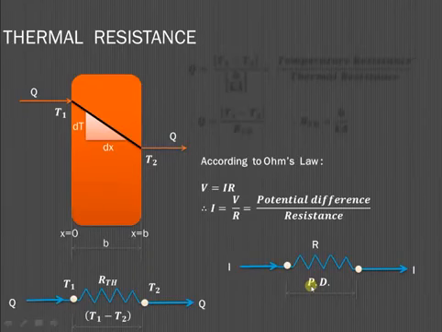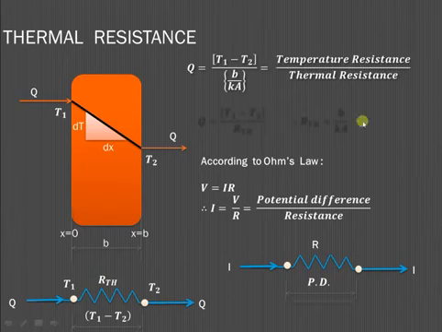in electrical technology, we are having the potential difference. Here in heat transfer, we are having temperature difference, that is T1 minus T2. Due to this temperature difference, the heat flow is taking place. Due to the potential difference, here the current is flowing, and R is the resistance that is applied to the current flow. Here instead of R, we will have thermal resistance, that is RTH. So what is that thermal resistance? That we will try to understand.